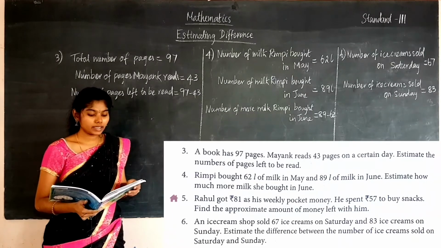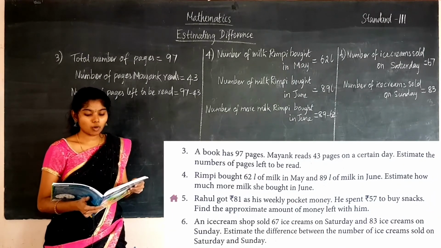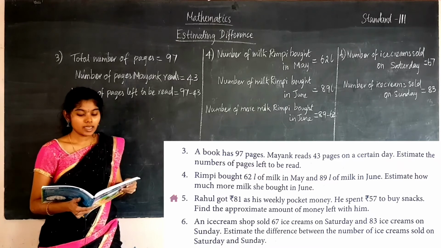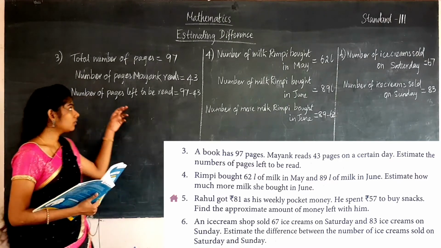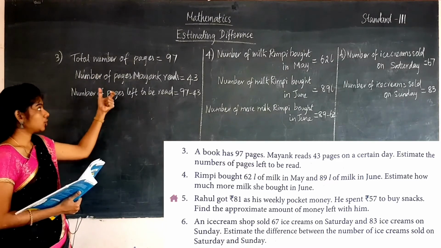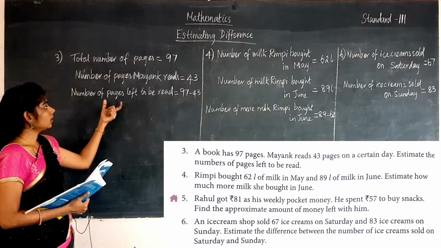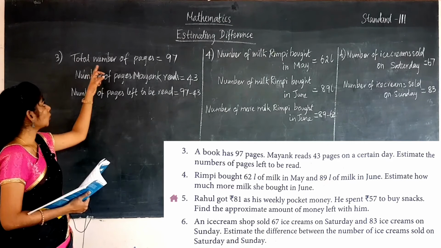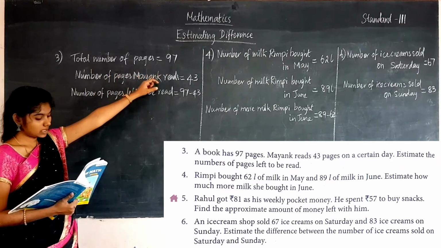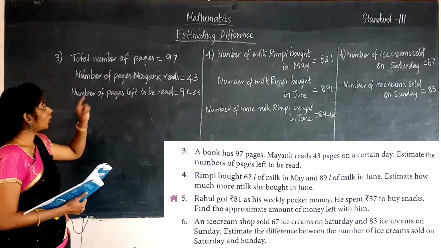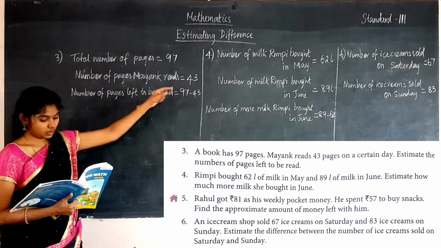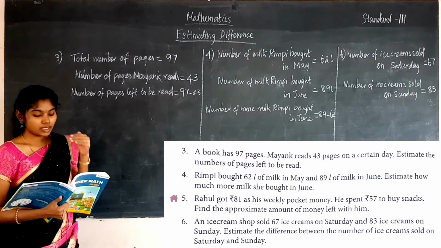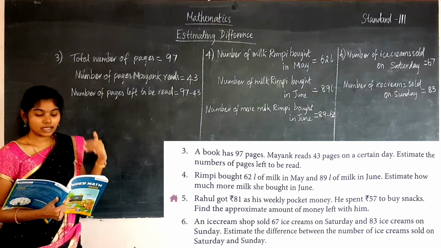Now we are going to see problem number 3. A book has 97 pages. Mayan reads 43 pages on a certain day. Estimate the number of pages left to be read. Here I have written what is in the question: the given part and what we have to find. So the total number of pages is 97, and the number of pages Mayan reads is 43. Then the question asks us to estimate the number of pages left to be read.